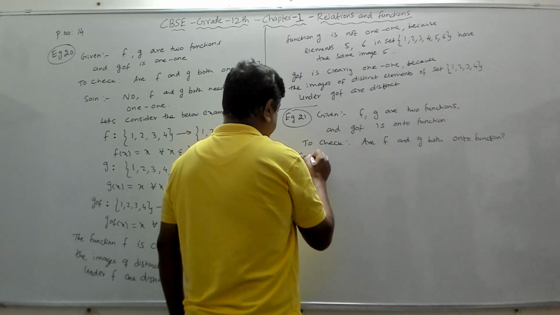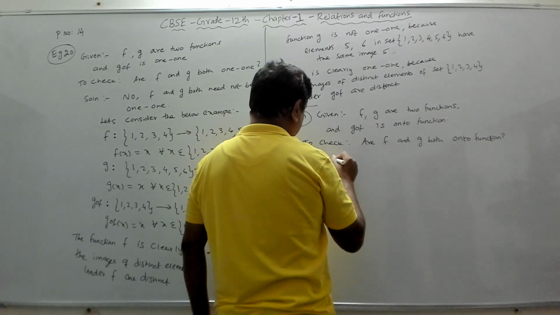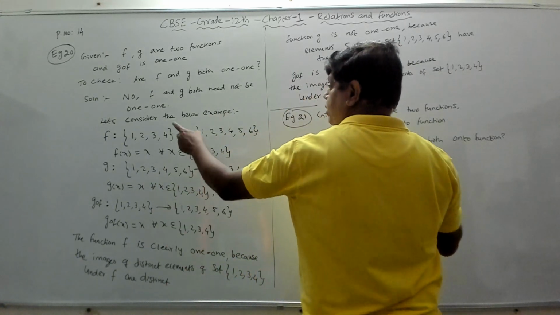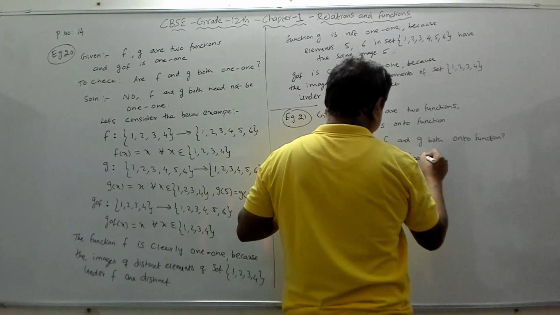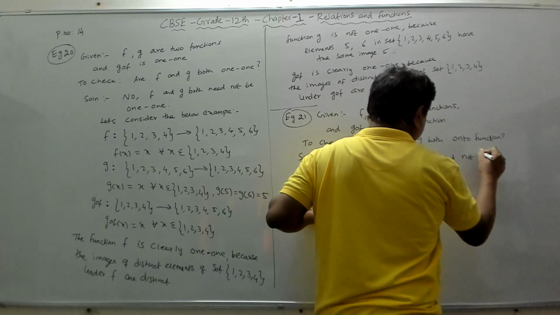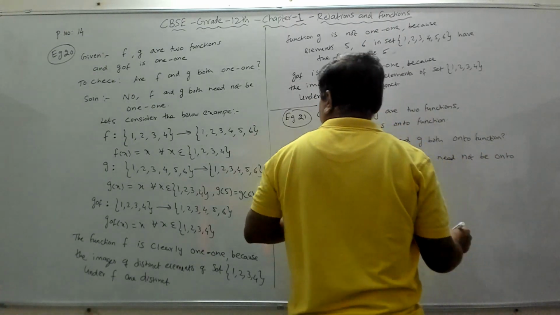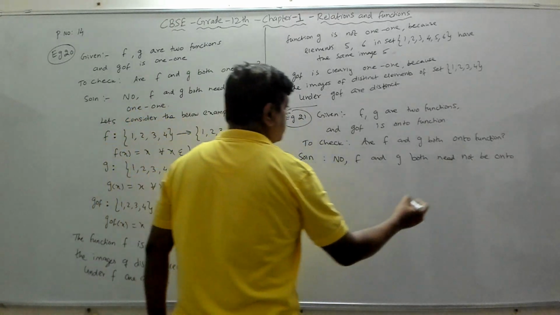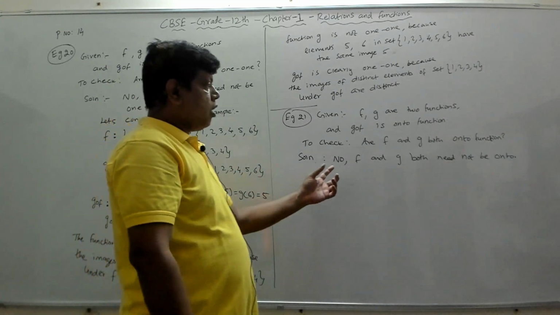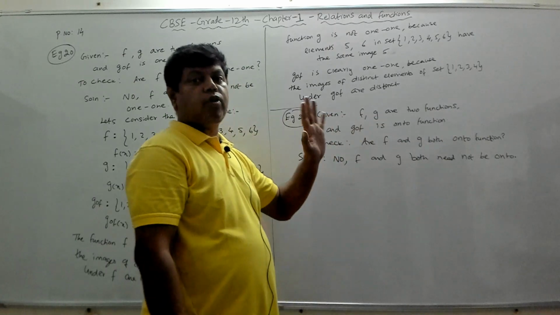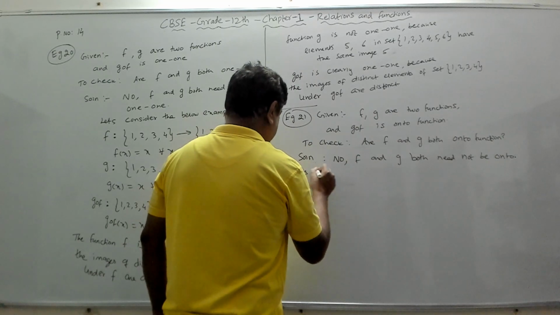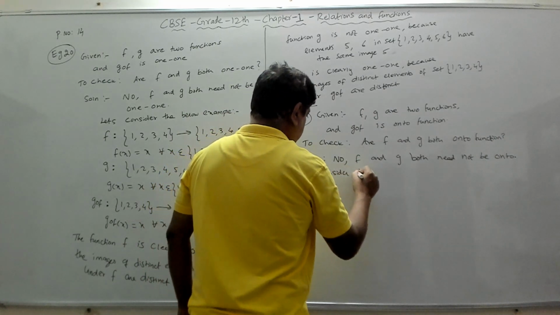The solution is, the answer is no. F and G both need not be onto. So we are going to give an example to show that. We will give an example in such a way that not both of them are onto, but G of F is an onto function. So let's consider the below example.